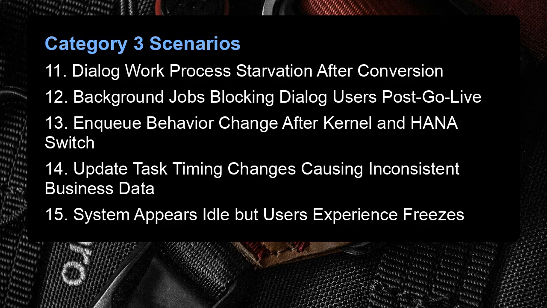Category 3 scenarios. 11. Dialog work process starvation after conversion. 12. Background jobs blocking dialog users post-go-live. 13. In-queue behavior change after kernel and HANA switch. 14. Update task timing changes causing inconsistent business data. 15. System appears idle but users experience freezes.